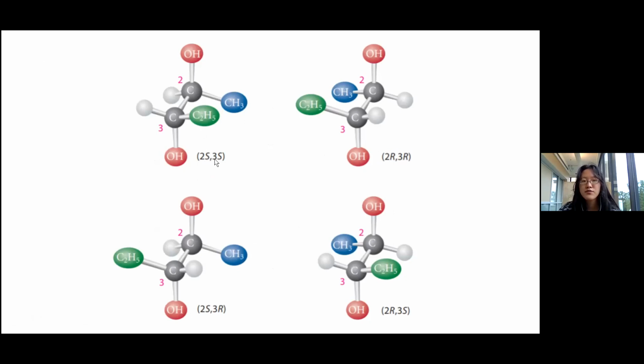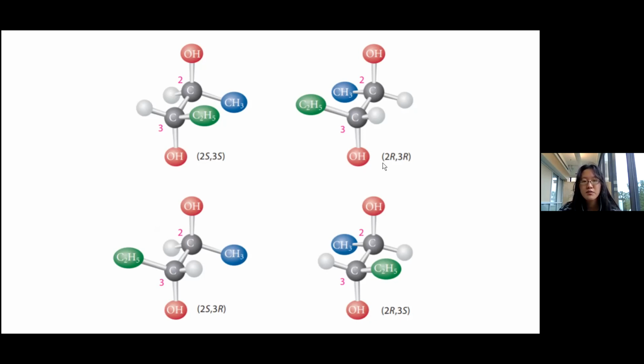So from 2S, 3S to 2R, 3R, that's an enantiomer. From 2S, 3R to 2R, 3S, that's an enantiomer. And the relationship between this one and this one, these are diastereomers because they're not the same molecule, but they're not mirror images. And it's the same here for this 2R, 3R and this 2R, 3S.